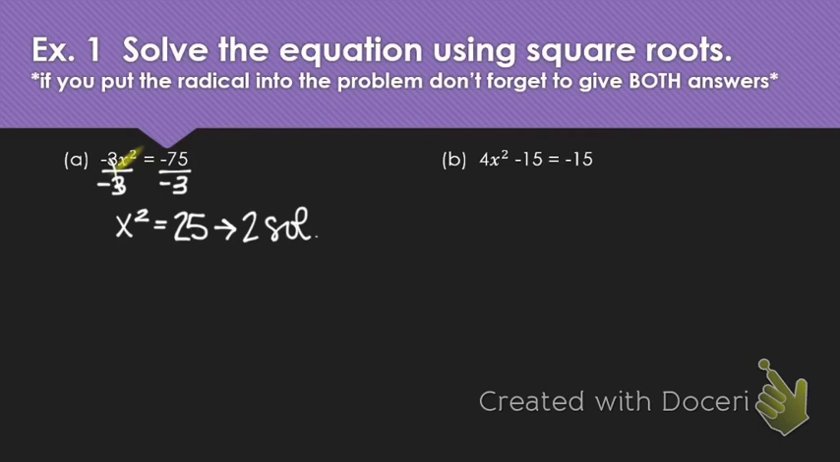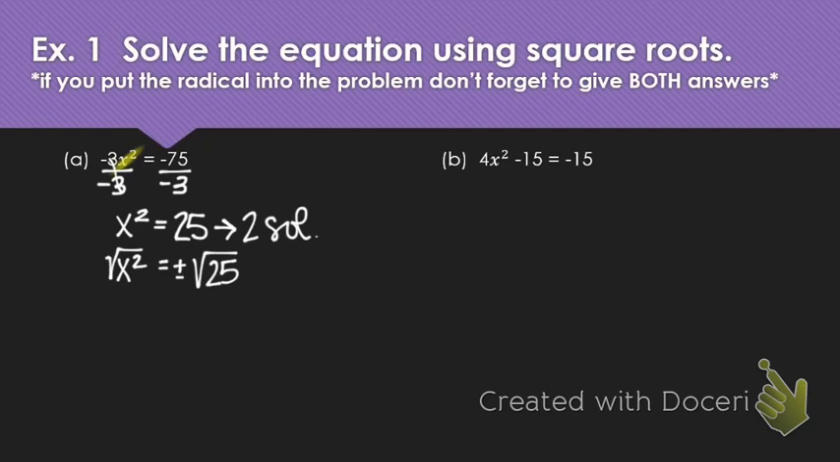Now, we still have to get x by itself. So how do we undo something that has been squared? We square root it. So the next step is to take the square root of both sides. Now, we have just put the radical into the problem. You say, what do you mean? Was there a radical in the original problem? No. So guess what? When we put the radical into the problem, we also have to put this little plus or minus symbol.